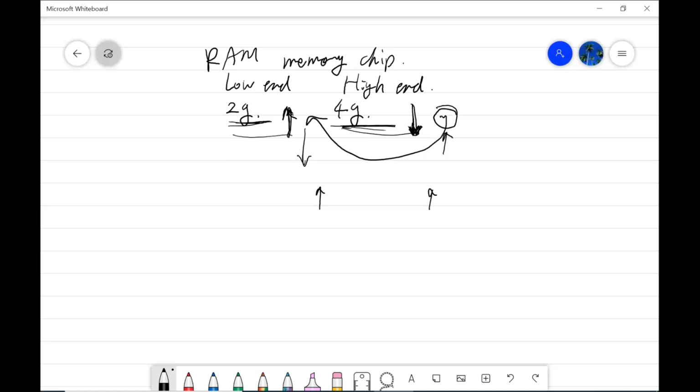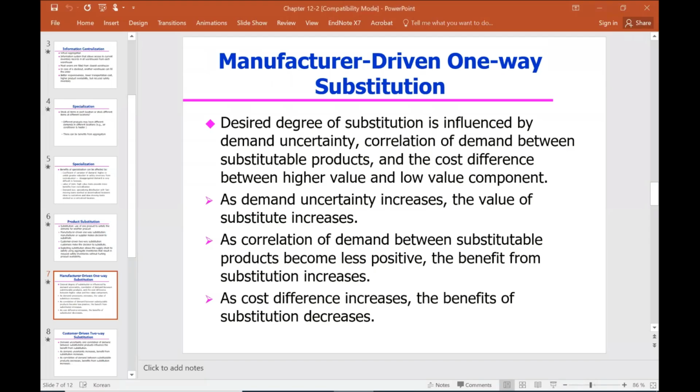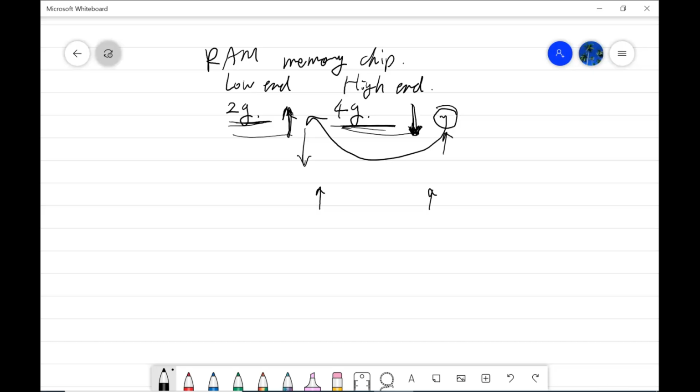Okay. And also, let me get back to the PowerPoint slide. And also, if the cost difference between the high end and low end is increasing, then actually the benefit of substitution decreases, right? Yes, certainly. Let's go back to this example.